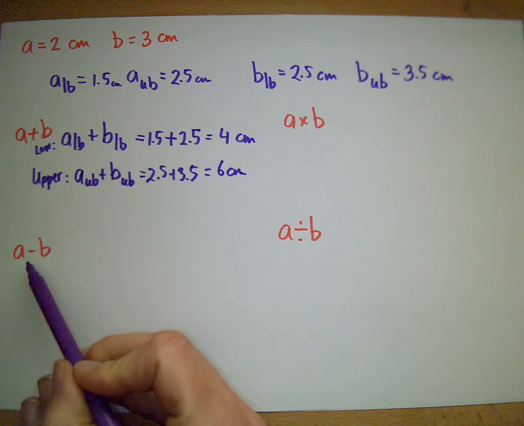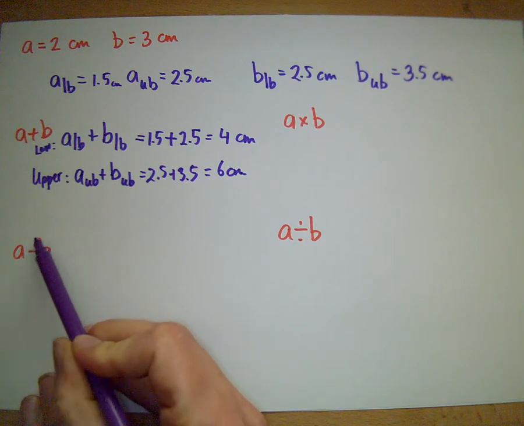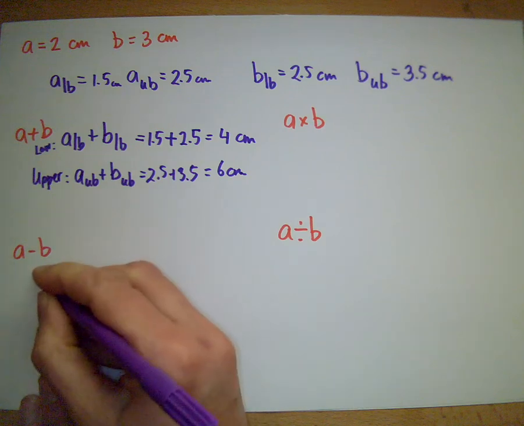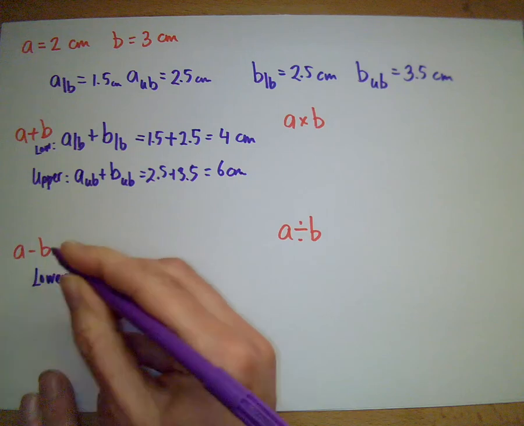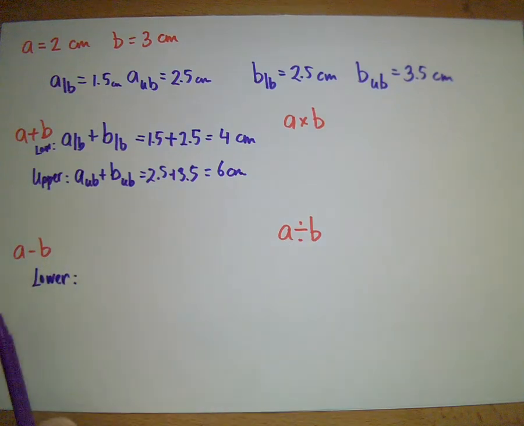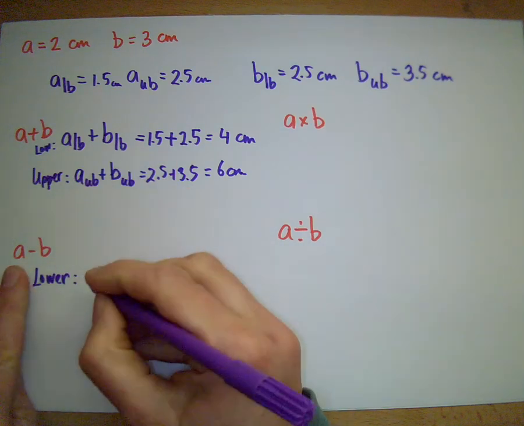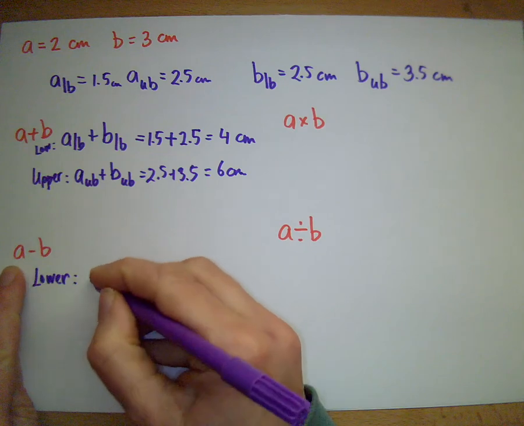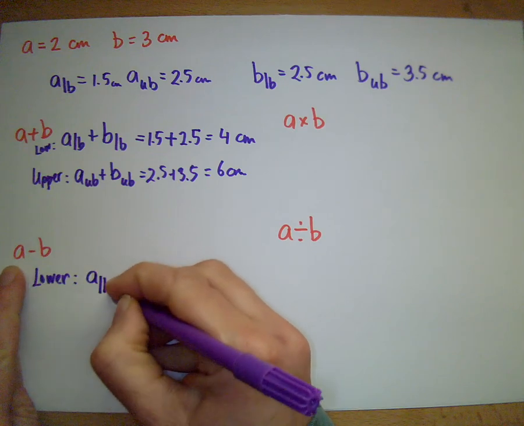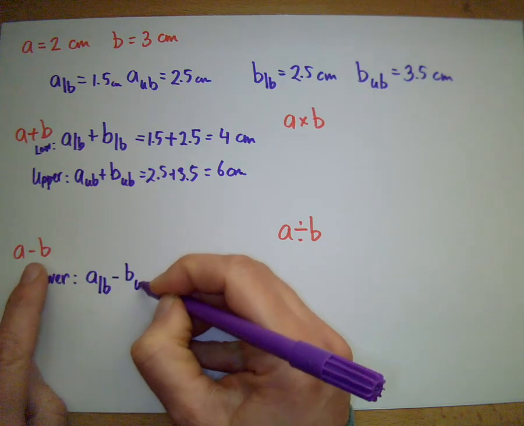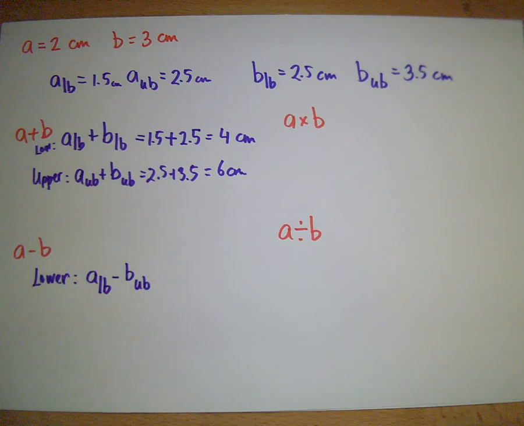This is more interesting. A minus B. How do we get the lowest value for this, and how do we get the highest? The lower bound for A minus B. How do we get the lowest number here? If we start with a low number and subtract as much as we can, that would give us the lowest number, right? So we start with the lowest possible value, the lower bound for A, and we subtract as much as we can. So the upper bound for B, that would give us the lowest answer, right?